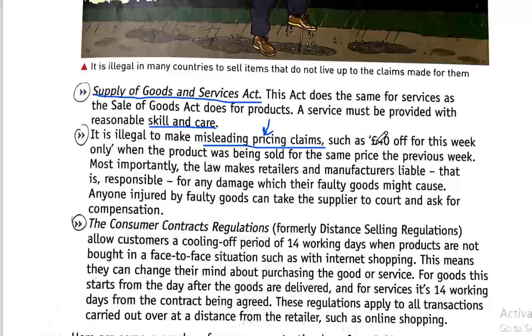Such as claiming 40 pounds off for this week only, when the product was being sold for the same price in the previous week. So they are misleading the consumer regarding the prices. Most importantly, the law makes retailers and manufacturers liable, that is, responsible, for any damage their faulty goods might cause. So if any damage is done to the consumer by the goods and services of the business, they can take the supplier to court and ask for compensation.